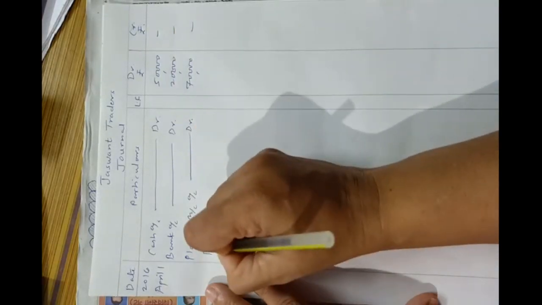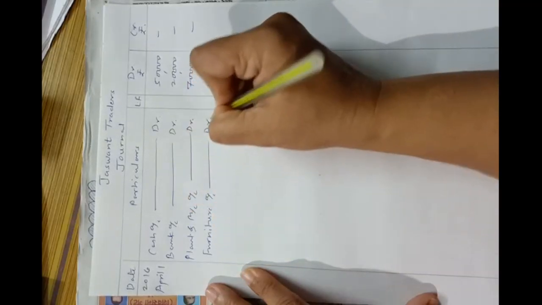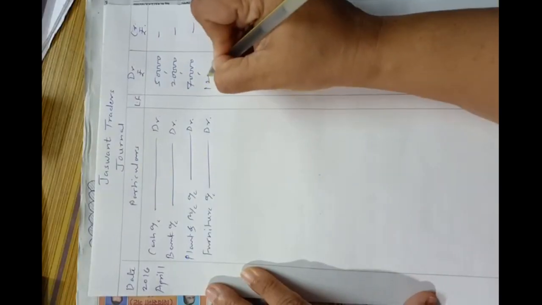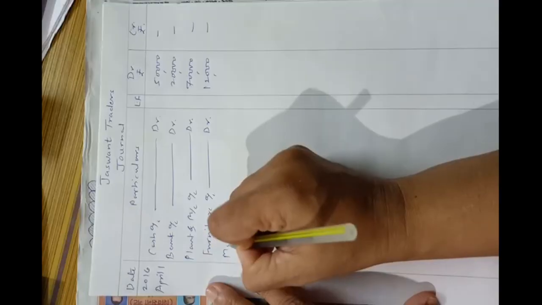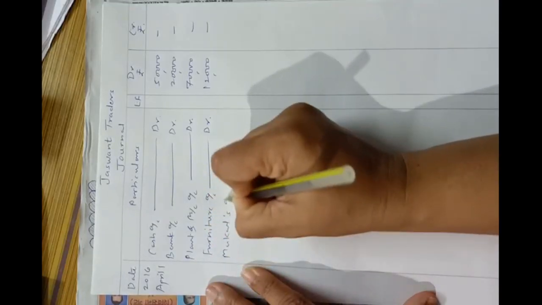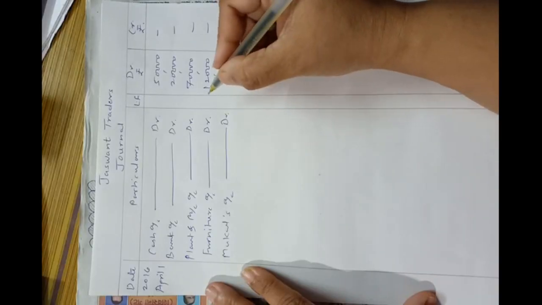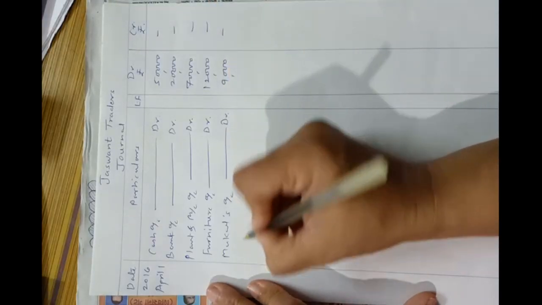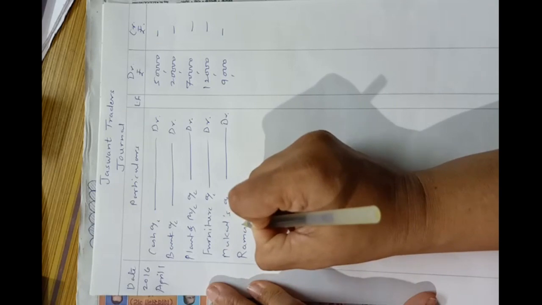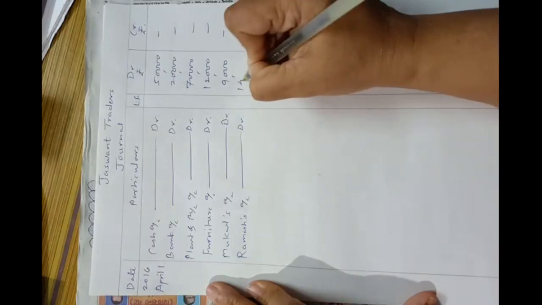Furniture account debit 12,000. Now two parties' names are given, which are our debtors, Mukul and Ramesh. So Mukul's account debit, amount is 9,000. Next debtor is Ramesh. Ramesh account debit 14,000.